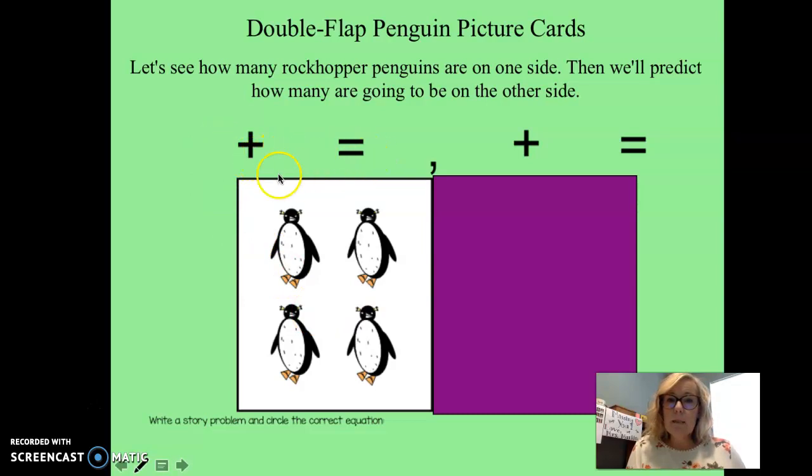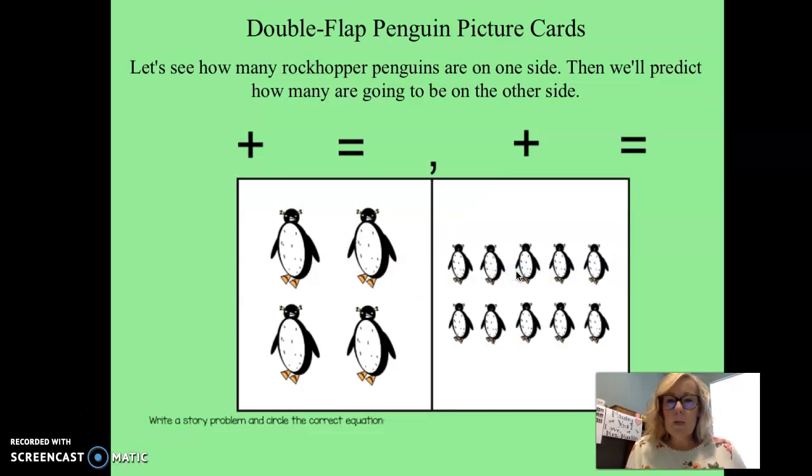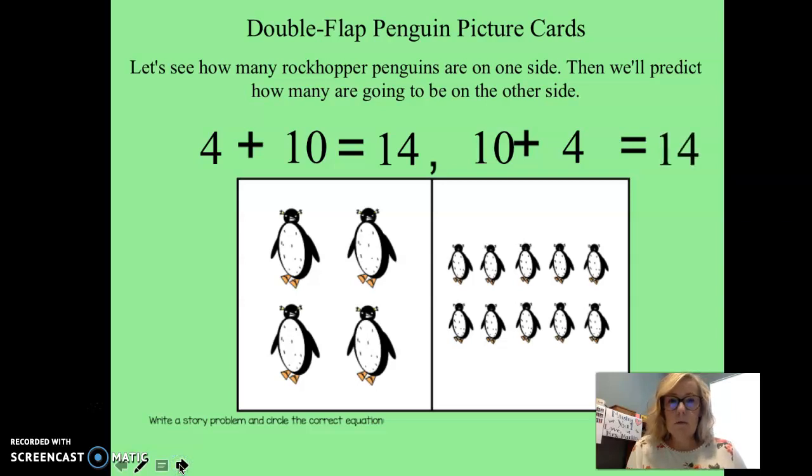4 plus something equals 14. What's going to be over here? Make a prediction. If you said 10, you're correct. 4 plus 10 equals 14. Just like 10 plus 4 equals 14. Great work.